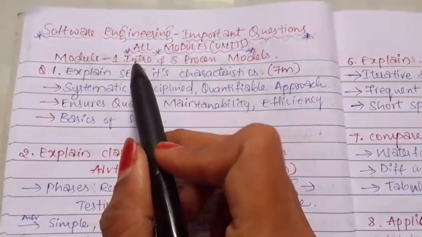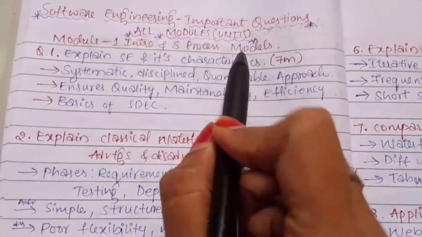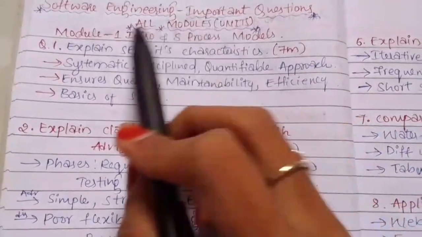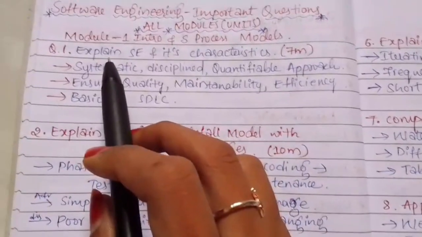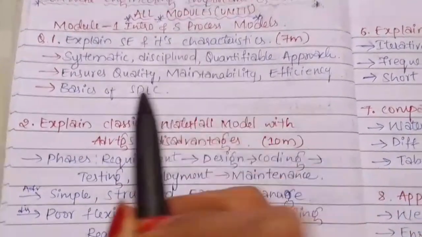Module 1, we have introduction of software engineering and software process models. We have few models in first module. Let us see. Explain software engineering and its characteristics.